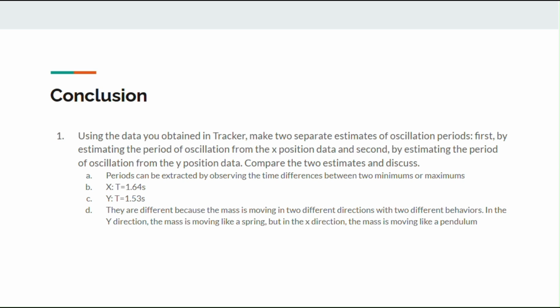So the periods can be extracted by observing the time differences between two minimums or maximums. The x period is 1.64 and the y period is 1.53. They are different because the mass is moving in two different directions with two different behaviors. In the y direction, the mass is moving like a spring, but in the x direction, the mass is moving like a pendulum.